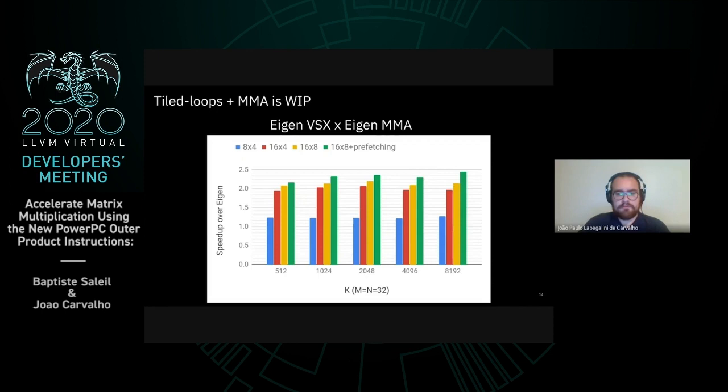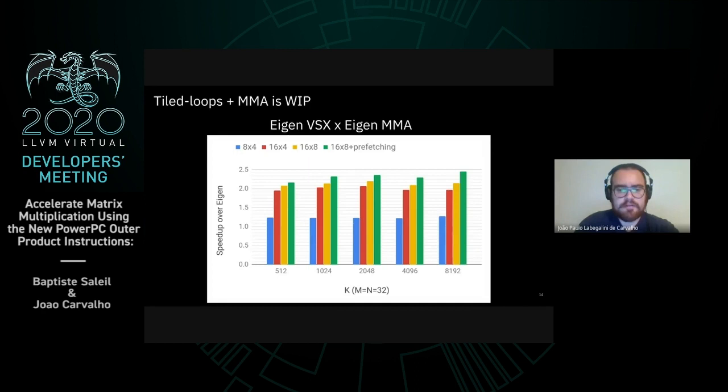As the results show, when only 2 accumulators are used, the performance improvement with MMA is only about 20 to 30%, as shown by the blue bars. However, when all 8 accumulators are used, the performance can be over 2 times speedup, as shown in the yellow bar. The performance can be improved even further if prefetching instructions are used, as shown by the green bar, getting to a performance up to 2.4 times compared to the baseline implementation of Eigen that only uses VSX instructions.